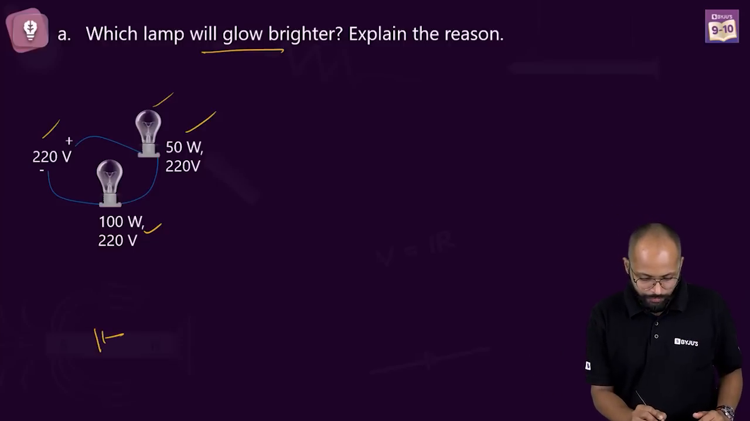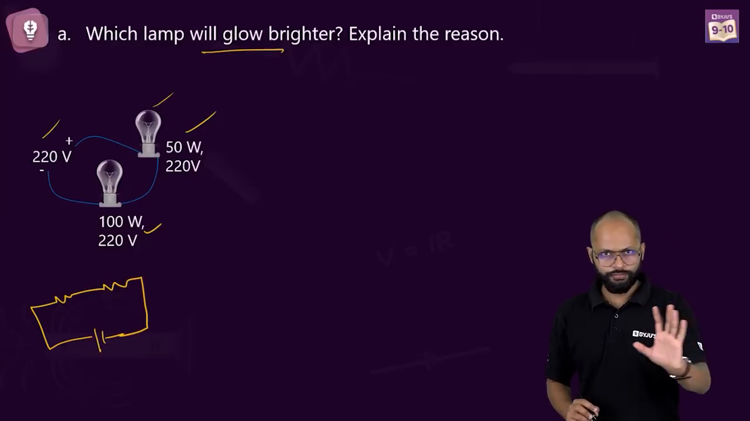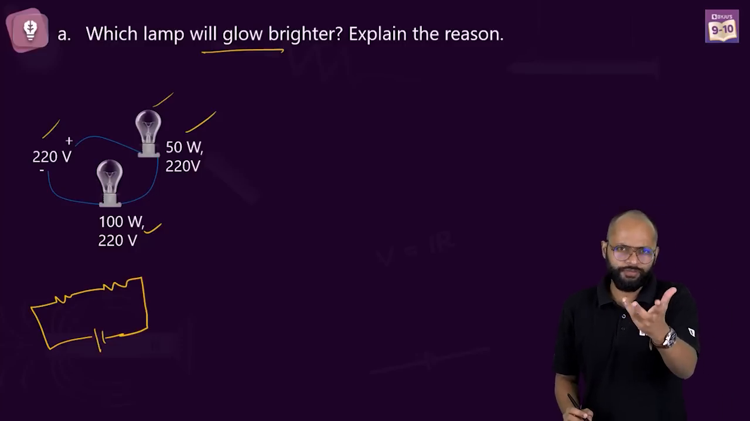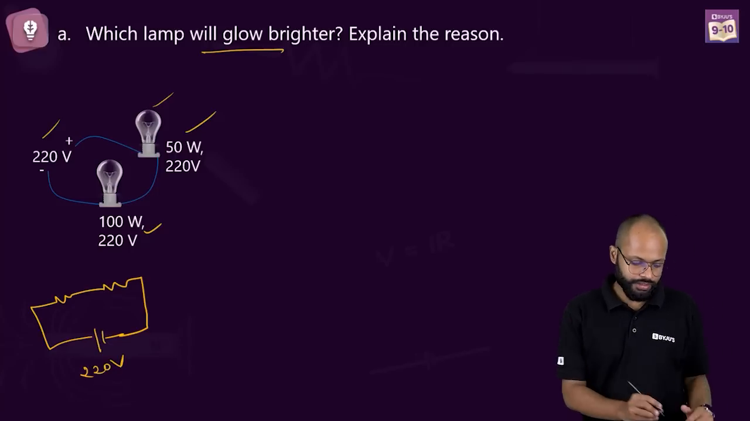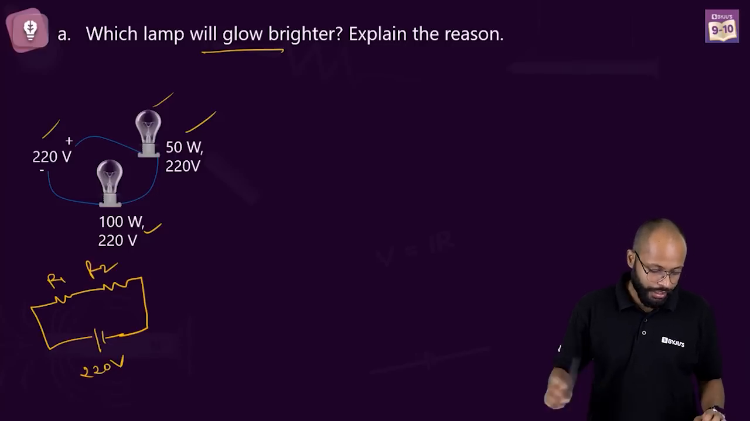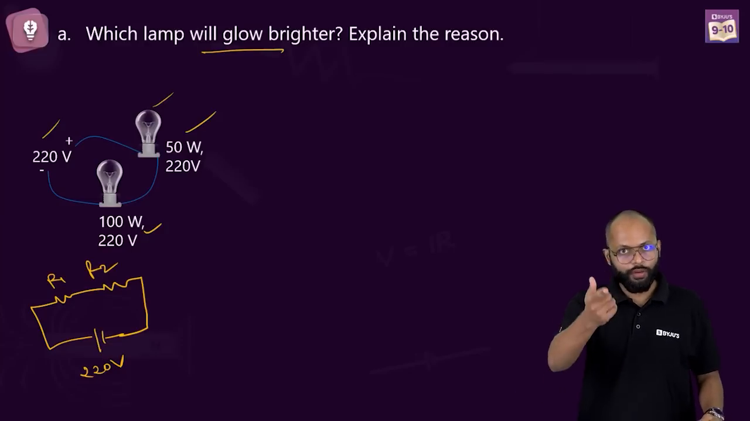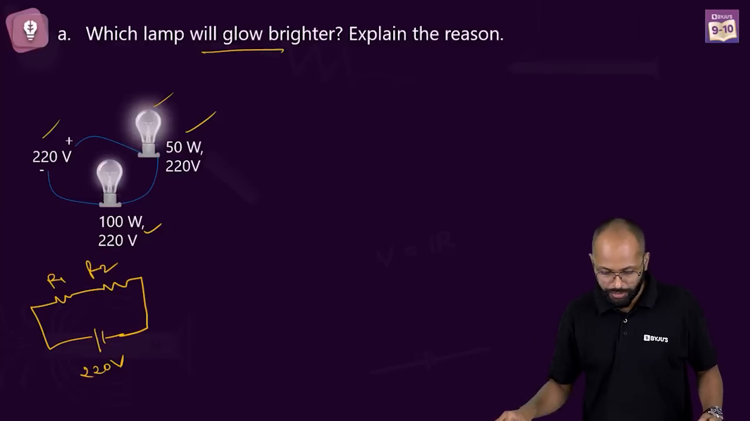It's a 220 volt supply, and you have two resistances in series. Simple. This is the simplest version of this question you can think of. 220 volts and then two resistances, R1 and R2. I don't know which one is R1 and R2. That you have to figure out. How? Power rating. Simple, right?